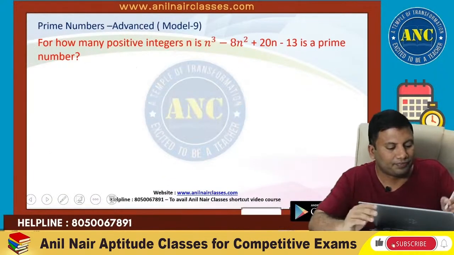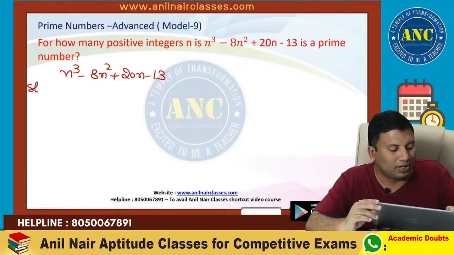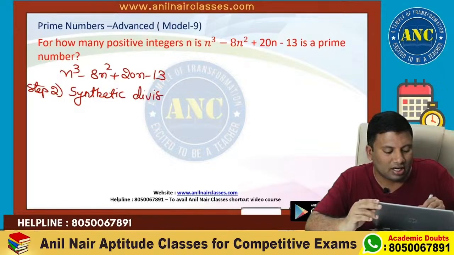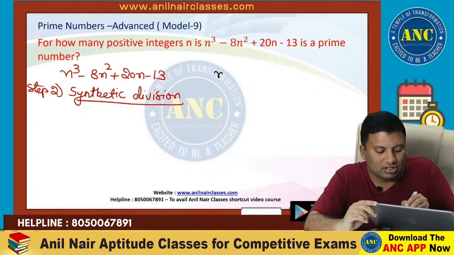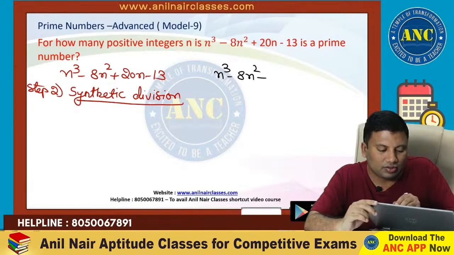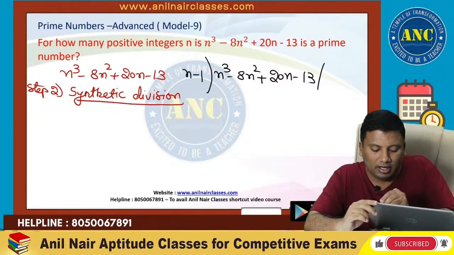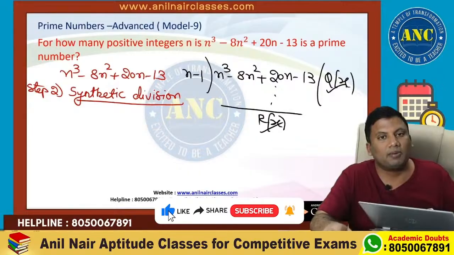Now let us see n cube minus 8n square plus 20n minus 13. Step number 2: I am using synthetic division to get the remaining q of x. What is synthetic division? Synthetic division helps us in giving the quotient. The expression n cube minus 8n square plus 20n minus 13 is divided by n minus 1. I need the quotient and I need the remainder, and by using synthetic division, both can be obtained.